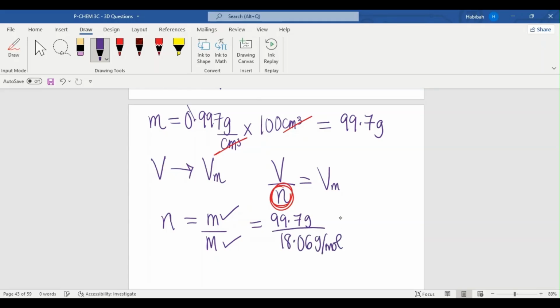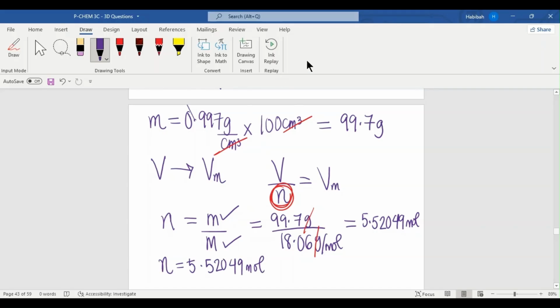And the reason why I don't think I need to calculate the molar mass of water is because this is an advanced chemistry course. So at this particular point, people already know how to solve molar mass. So we cancel our grams, 99.7 divided by 18.6 is going to give you the number of moles to be 5.52049 mole. So this is basically what we're going to be using.